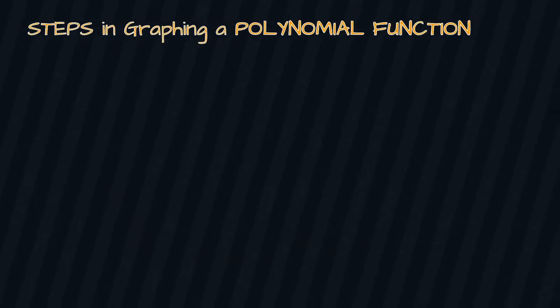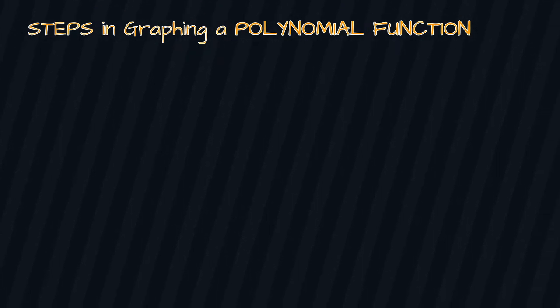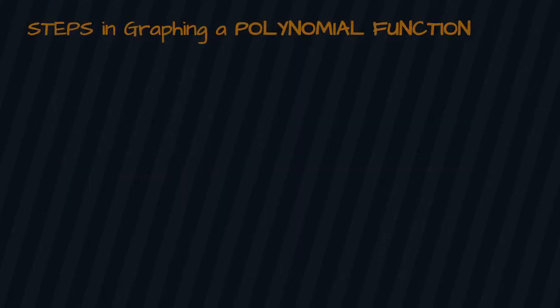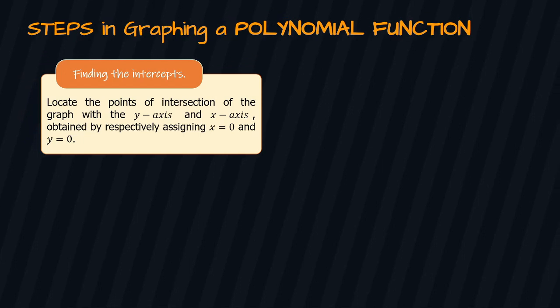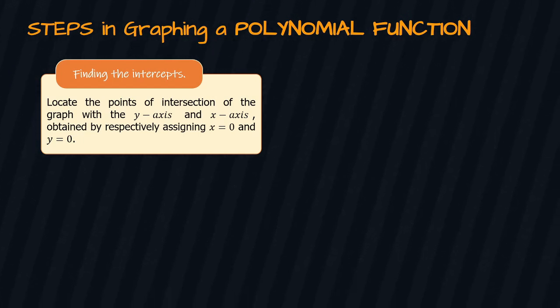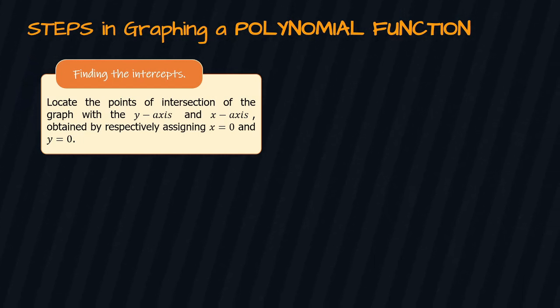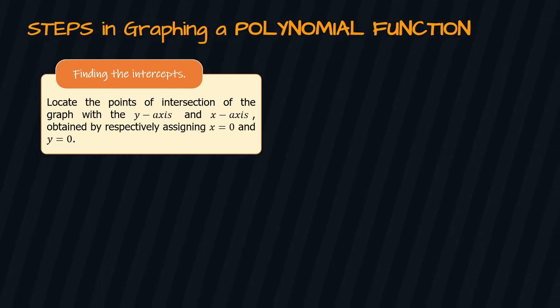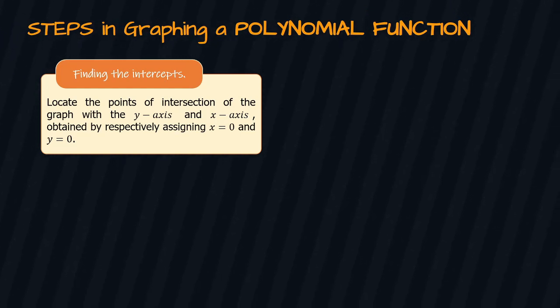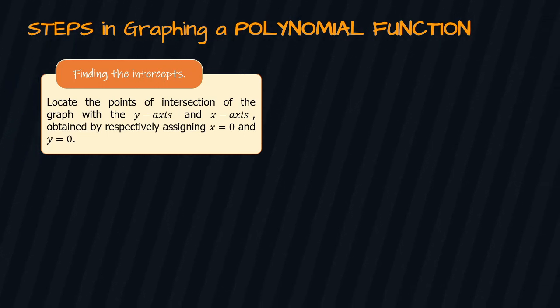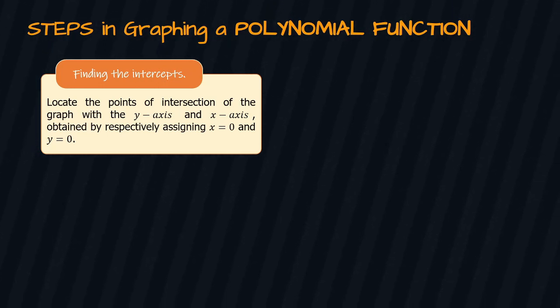Let us follow these steps to sketch the graph of a polynomial function. First, we have to find the intercepts. You locate the points of intersection of the graph with the y-axis and x-axis, obtained by respectively assigning x equals 0 and y equals 0.